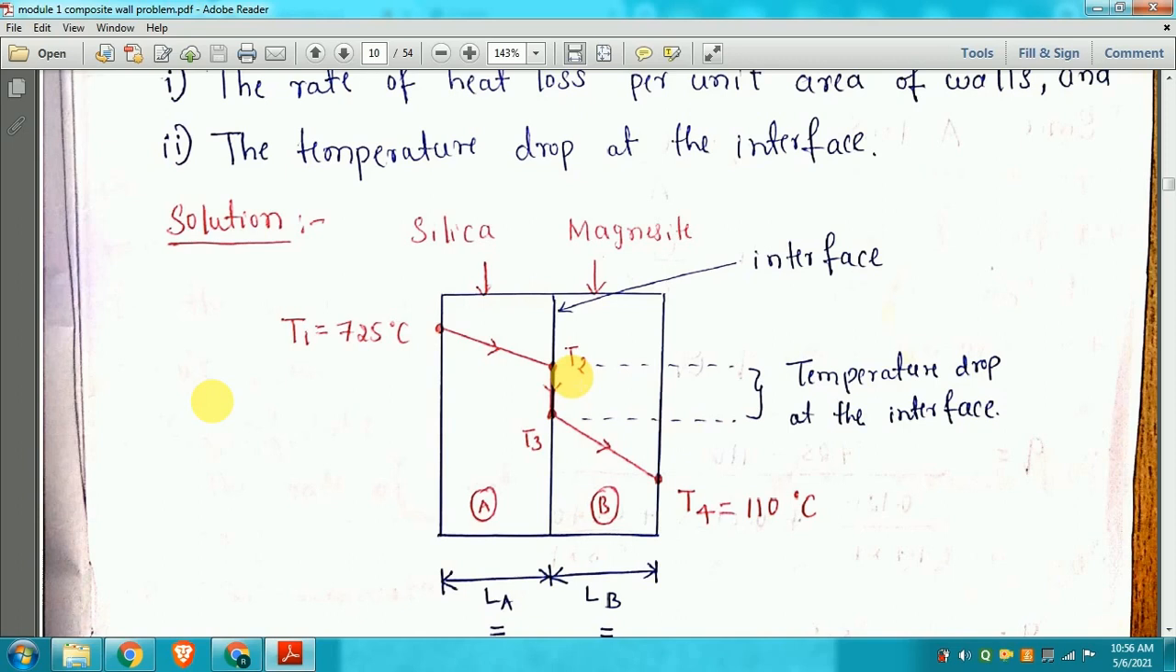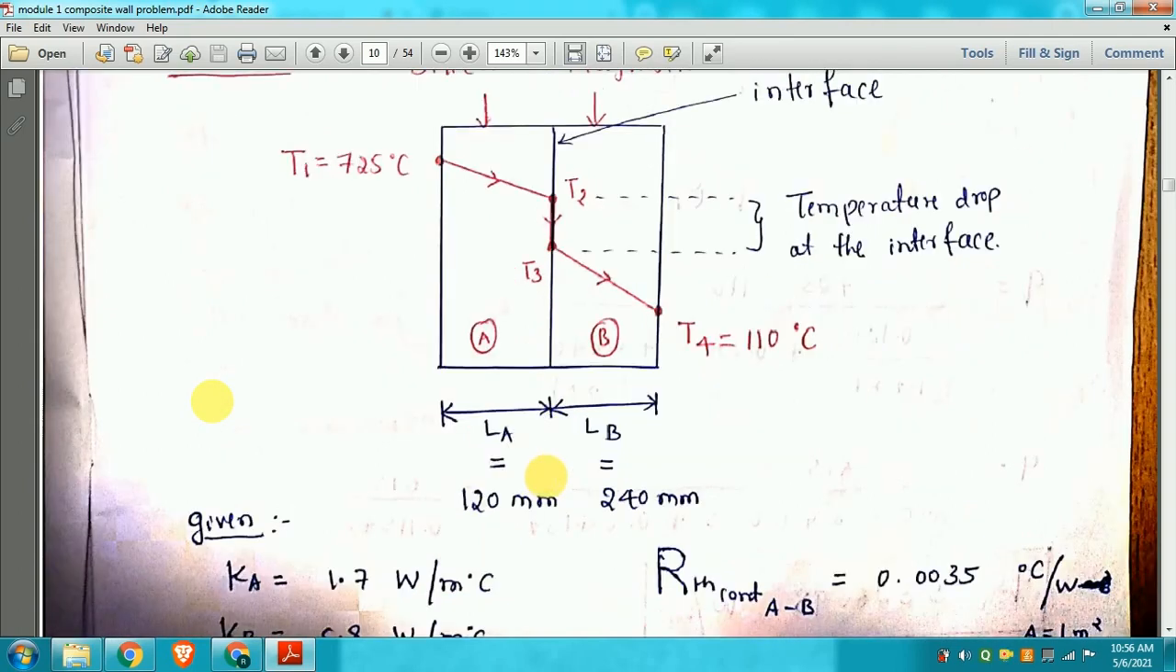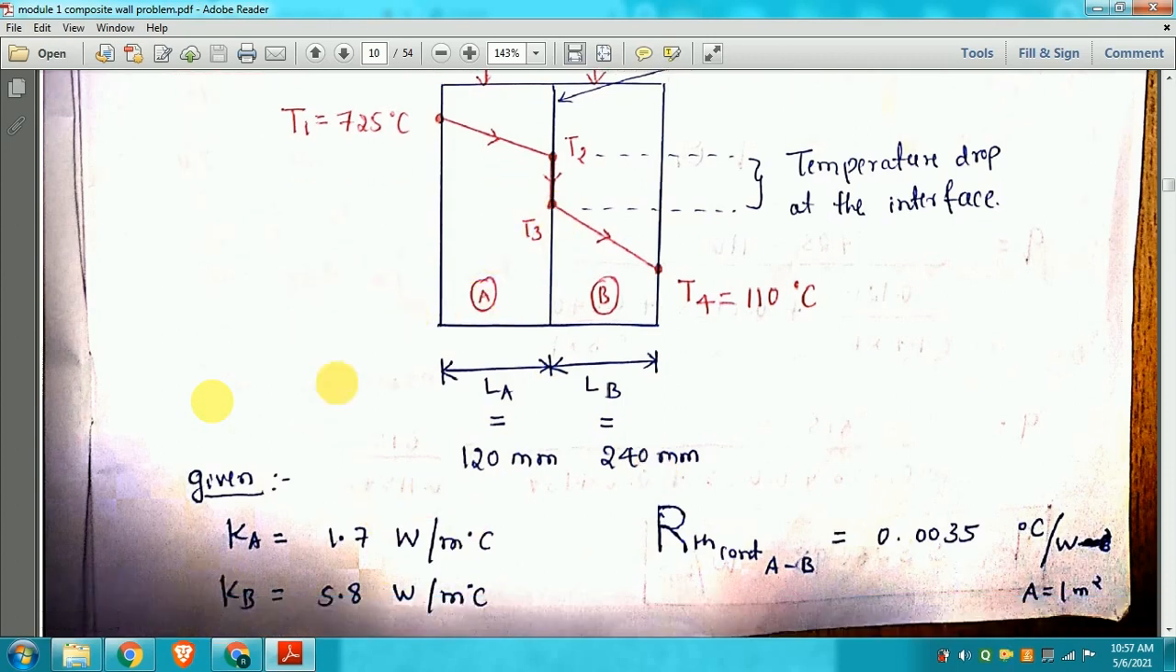For that, we have to use the equation Q is equal to delta T by R_TH. The same equation we have to use. Before that, first we'll note down what all things are given. L_A is given, L_B is given, this is 120 and 240 mm. K for this material layer, the thermal conductivity value, K_A is 1.7. K_B is 5.8.